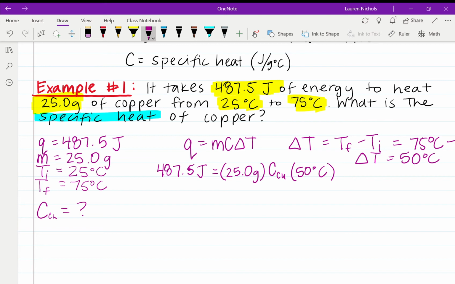And the first step you're really going to need to take, if we're trying to solve for our specific heat of copper, because remember, this is what we're trying to solve for, is you want to simplify. So on the left side of the equation, there's nothing to simplify. All we have is one number, so I'm going to keep it the same. But on the right side, we can simplify it by multiplying 25 times 50. And if you do that, you get 1,250. Now, that means you also multiply your units. So you have grams and degrees Celsius still there, and it's still being multiplied by our specific heat of copper.